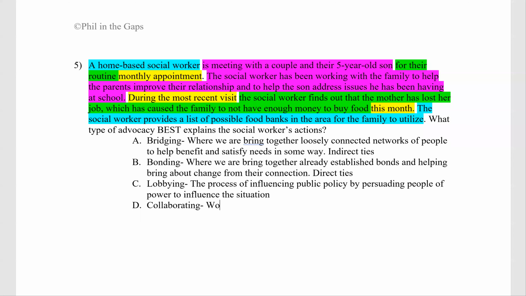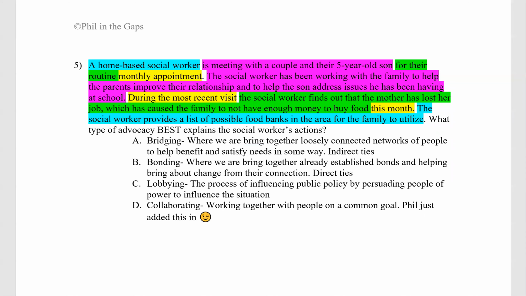And then D, collaborating is working together with people on a common goal. And then Phil just added this in. So let's look back at the question to see what we're looking at in particular.